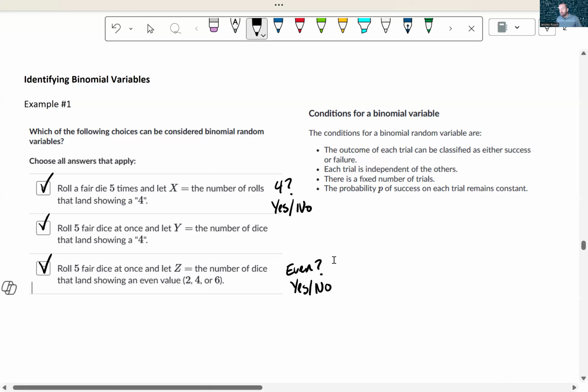And in this example, it's telling us that we're rolling it 5 times, or we're rolling 5 fair dice 1 time, is what B says. C says roll 5 fair dice 1 time. So there is a fixed number of trials for these. Just notice that A is they're doing it 5 times with one die, and then for B and C, they're rolling it one time, but they're rolling 5 different dice. So all 4 of these conditions are being met for this first example. All right, let's take a look at another one.